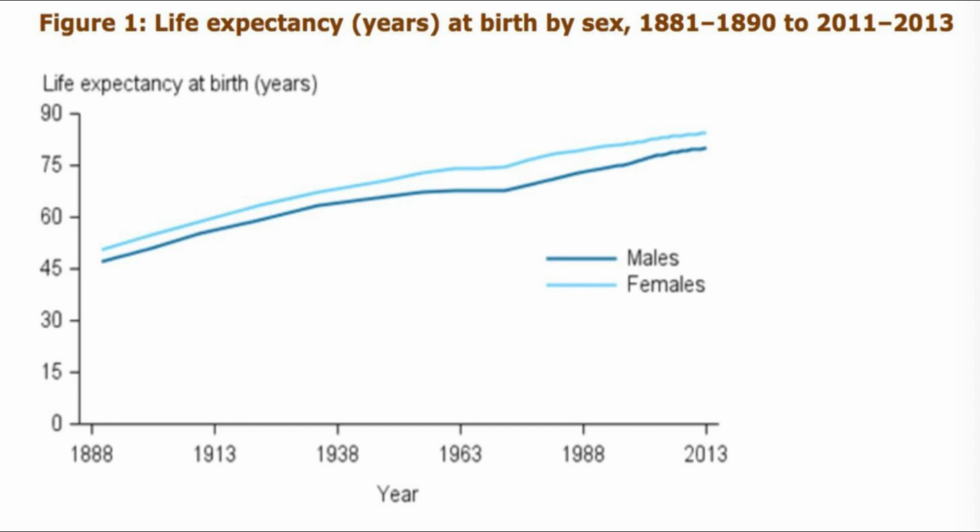which is around 50. According to this picture, the highest value of males is 75, which is in 2013. According to this picture, the lowest value of females is around 50, which is in 1888. In conclusion, the female has the highest life expectancy at birth.